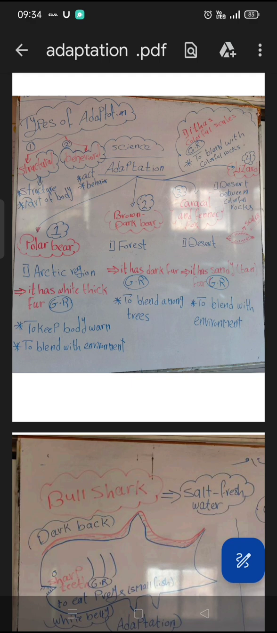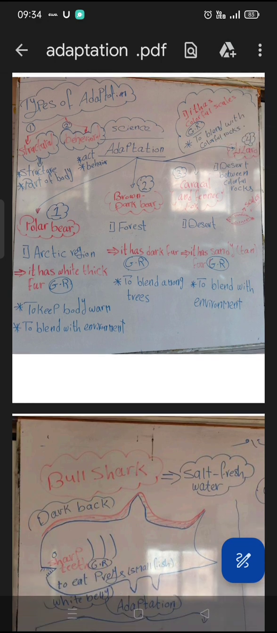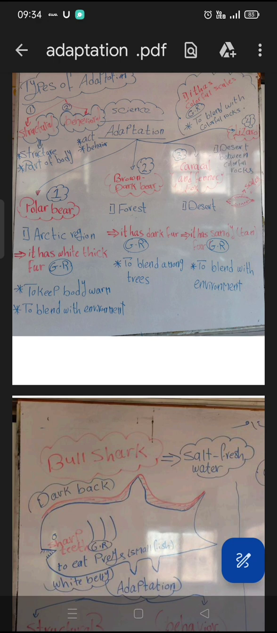Polar bear lives in the Arctic region. Okay, what is the habitat of the polar bear? Arctic region. Okay, what is the adaptation of the polar bear? It has white thick fur. Give reason: the polar bear has white fur to blend with the environment because it lives in ice, and it has thick fur to keep its body warm. So the answer is, the polar bear has white thick fur to keep the body warm and to blend with the environment.